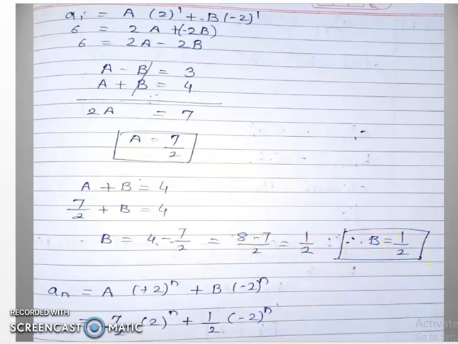Then we put the values in our general solution equation. Our general solution equation is an is equal to a into first factor, that is 2 raised to power n, plus b into second factor raised to power n, that is minus 2 raised to power n. Then we put the value of a and b in this given general solution equation. Then we get the last solution of this equation, an is equal to 7 upon 2 into 2 raised to power n plus 1 upon 2 into minus 2 raised to power n.